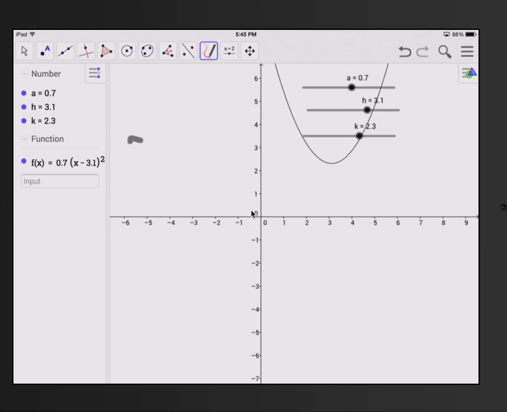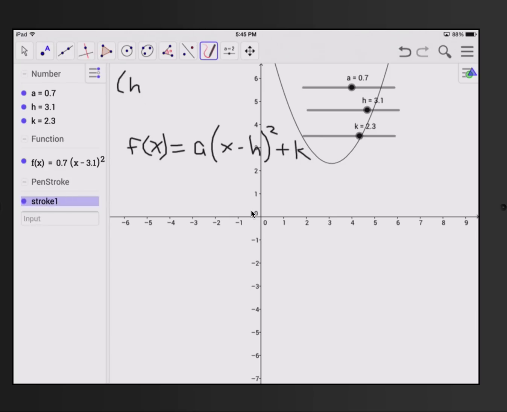Our function f of x or y is going to be equal to a, parentheses x minus h, that parentheses squared, plus k. And hk is the value of the vertex, or the position of the vertex. Alright, that's where the maximums and mins are occurring.